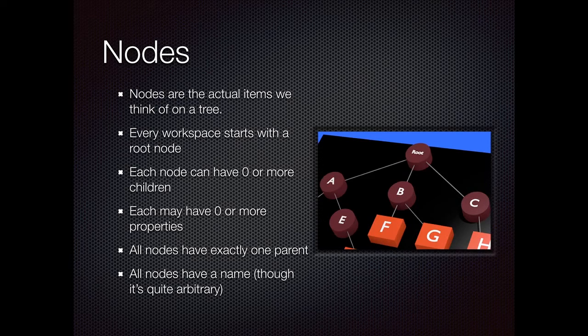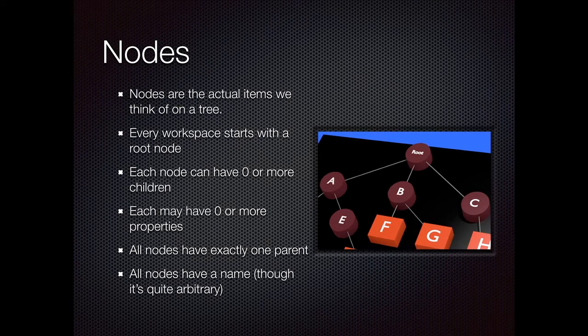Nodes are just things. Every workspace starts with a root node, and every node can have exactly one parent. Well, let me take that back. A node doesn't have to have a child, but a child absolutely has to have a parent, right? Nodes can have zero more nodes underneath them. Nodes can also have zero more properties. It doesn't have to have any properties, which would be weird, but it can also have an infinite number of them, in theory. If you have enough disk space, it could.